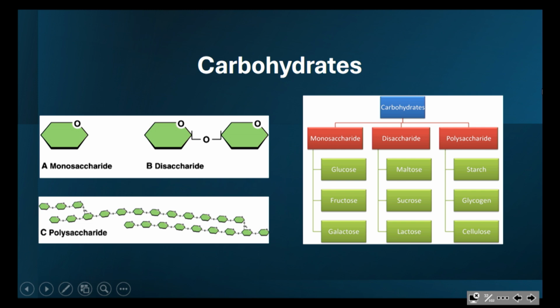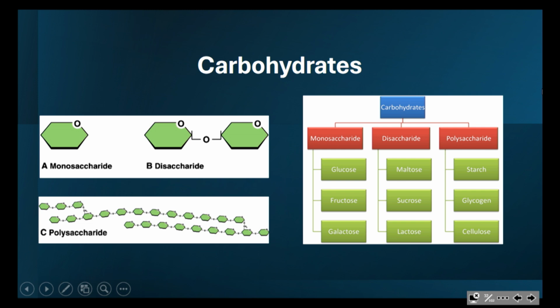Here are some examples of disaccharides: maltose, sucrose, and lactose. You might have heard of lactose before. What type of food would you find lactose in? Lactose is often in milk products, right? The sugar in milk is called lactose. If you can't digest lactose, you're lactose intolerant. And we'll talk about why that is here shortly.